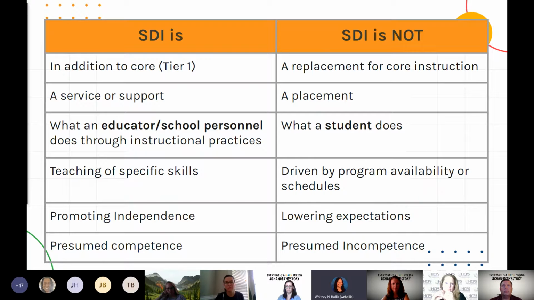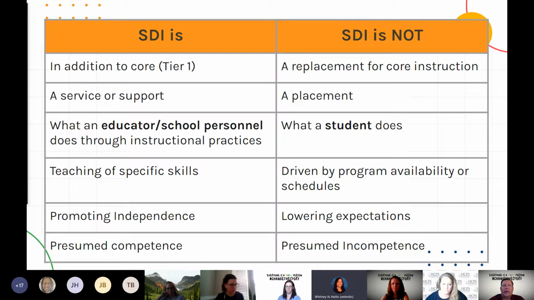So SDI is not a replacement for core instruction. It's not a placement. It's not what the student does. And it's not driven by what's available as far as scheduling and programming. We are not lowering expectations, and we're not presuming incompetence.